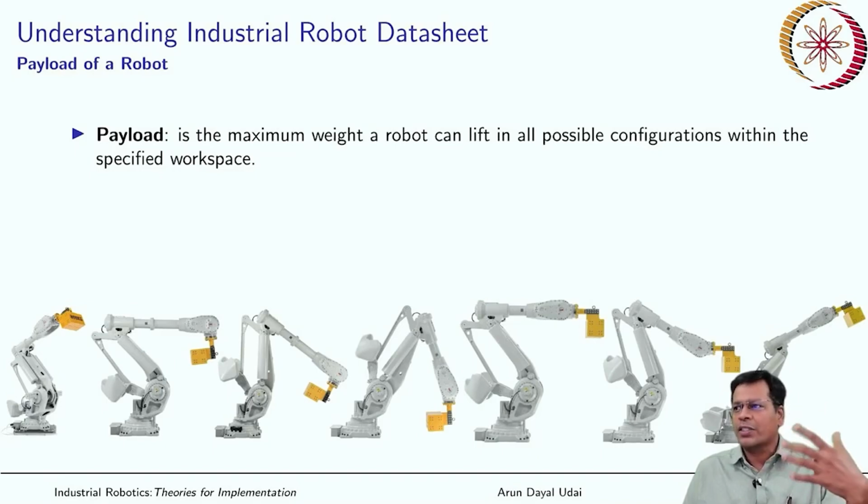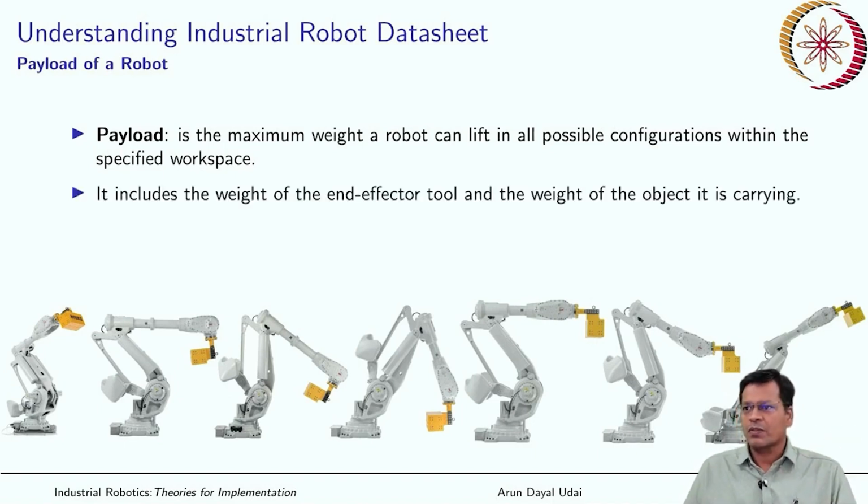So in all those configurations, the robot should be able to pick up at least this much load. This is the payload of the robot. Got it? So this includes the weight of the end effector tool. When a robot comes, it comes barehanded, right? The end effector tool is not mounted on top of the robot.